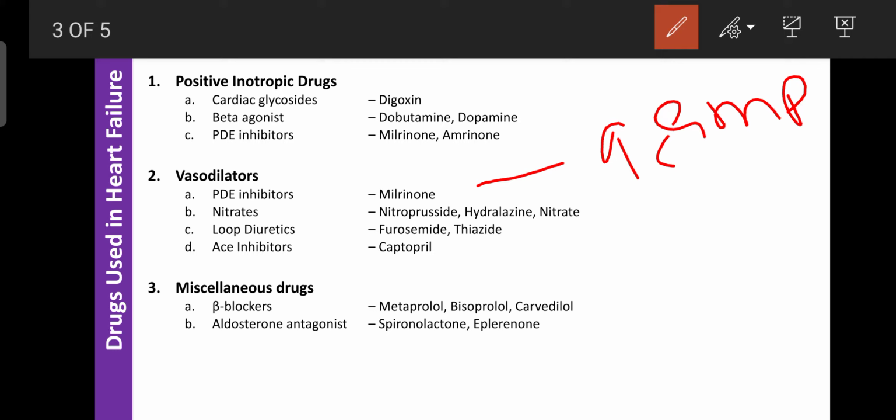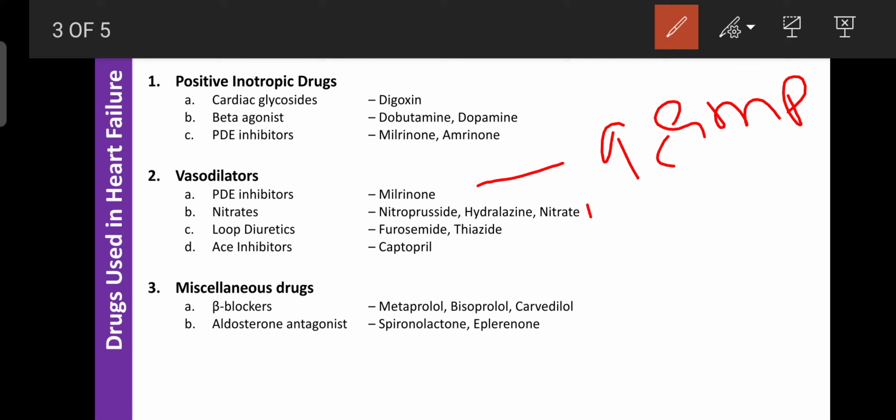Because as the blood vessels dilate, the preload on the heart decreases, or slowly the blood can return to the heart. Due to that, the preload on the heart decreases, which is helpful to recover the heart or to treat congestive heart failure. Then the second one is the nitrates. Examples are nitroprusside, then hydralazine and nitrates.